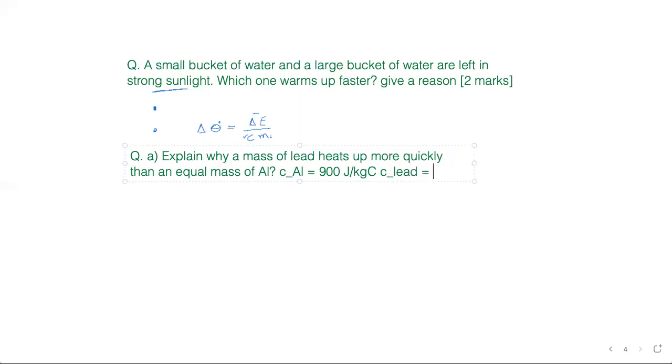Let me check. 130. 130 joule per kilogram per degree centigrade. Okay, now do you understand this question? Explain why a mass of lead heats up more quickly than an equal mass of aluminium. It's because lead has a lower specific heat capacity than aluminium, so it uses less energy to heat up.